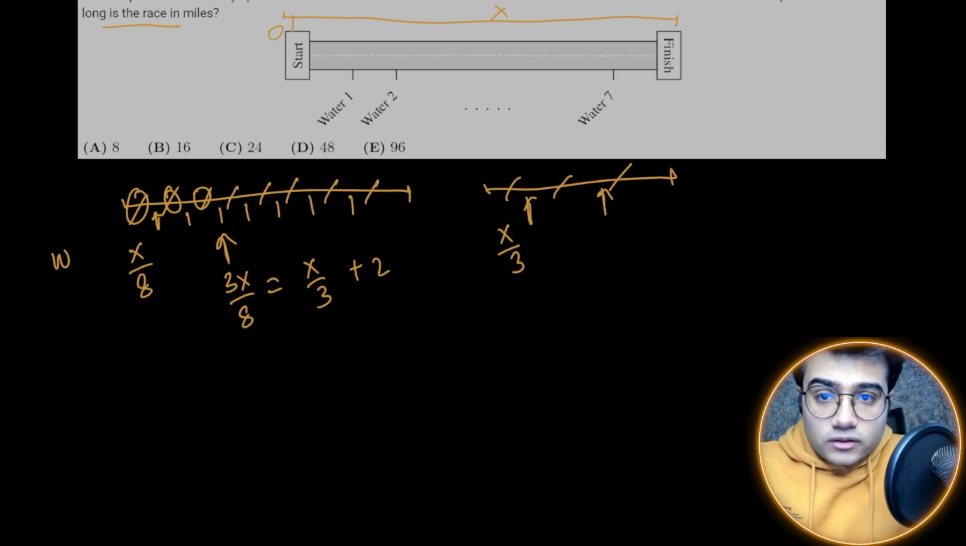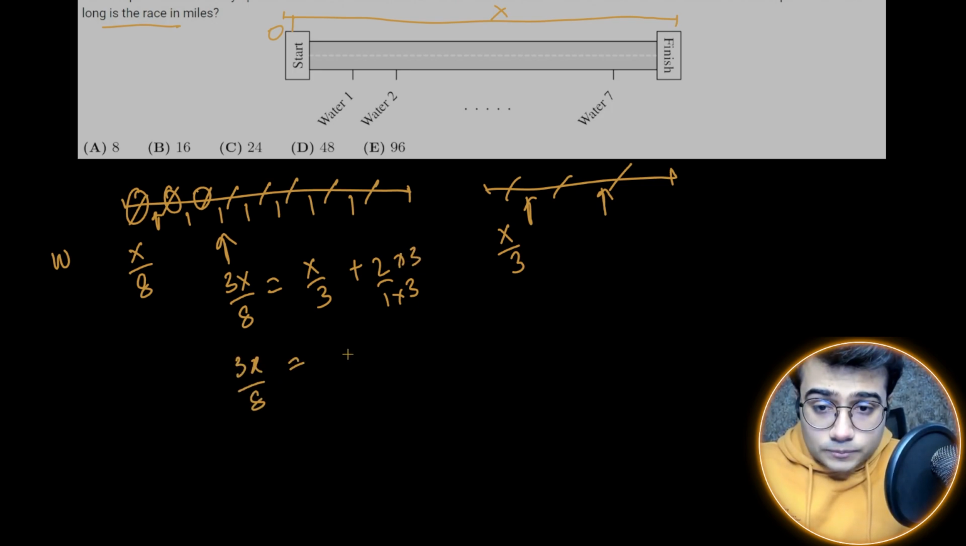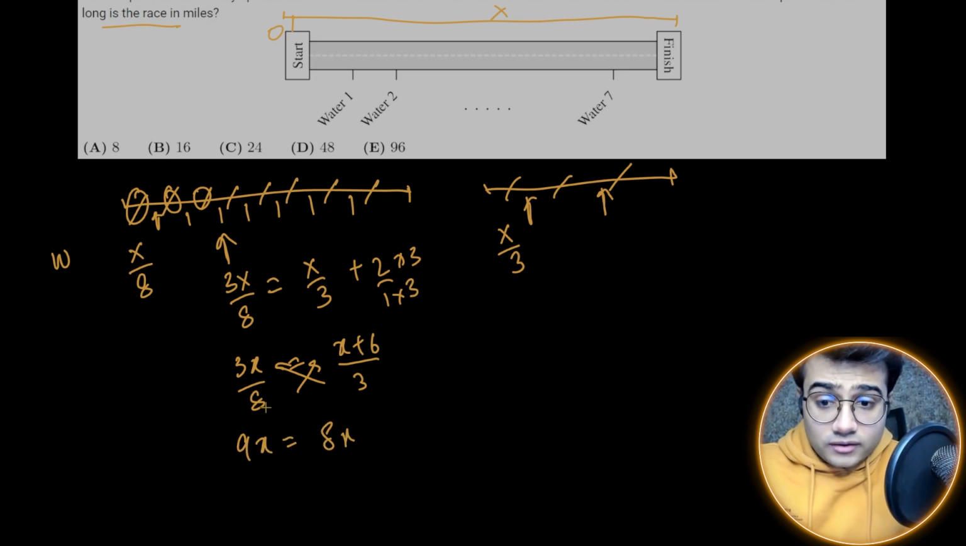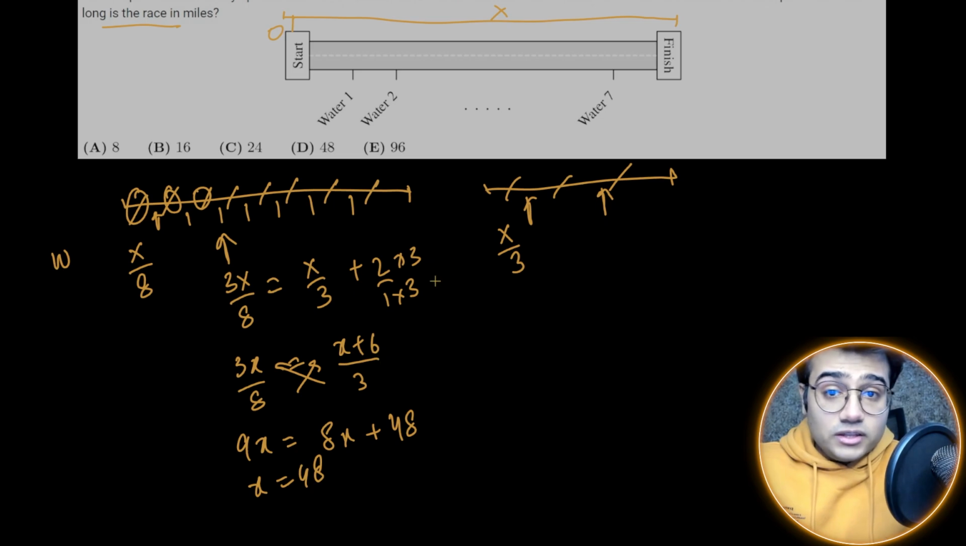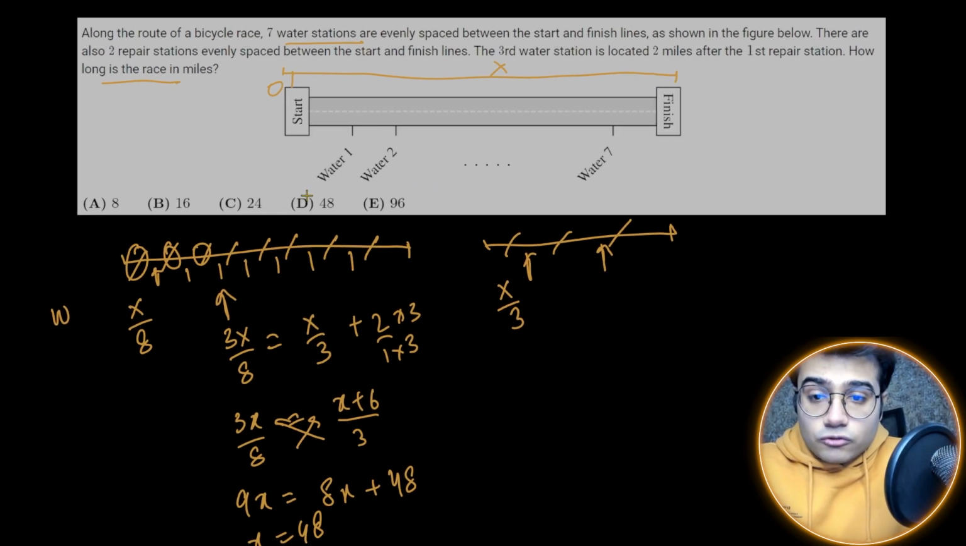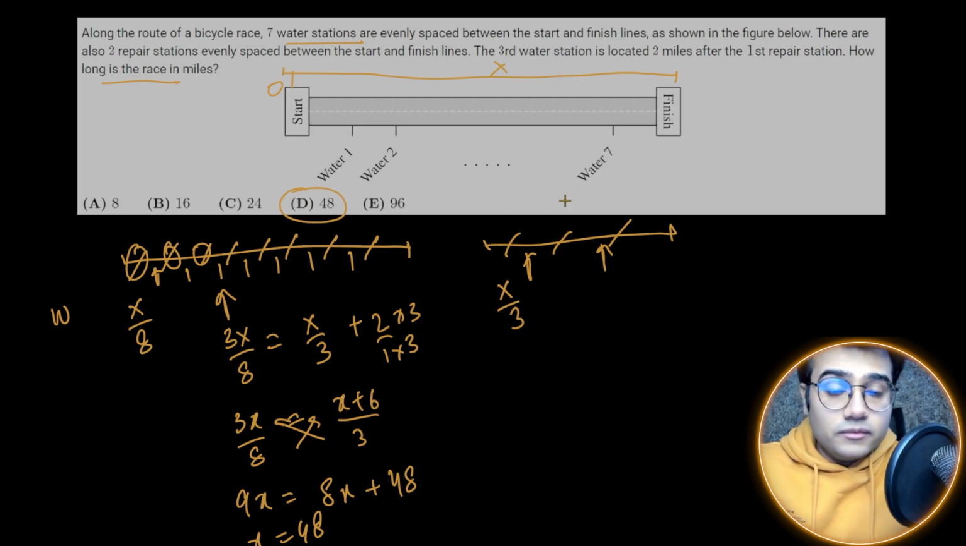First off, let's quickly make them the same denominator. I'm going to multiply by 3. So that's going to make it 3X over 8 equals X plus 6 over 3. I'm going to cross multiply and I'll get 9X equals, so 8 times X is 8X and 8 times 6 is 48. I subtract 8X from both sides and I straight up get X equals 48. So that means the total length of the race was 48 miles. So the answer is D.